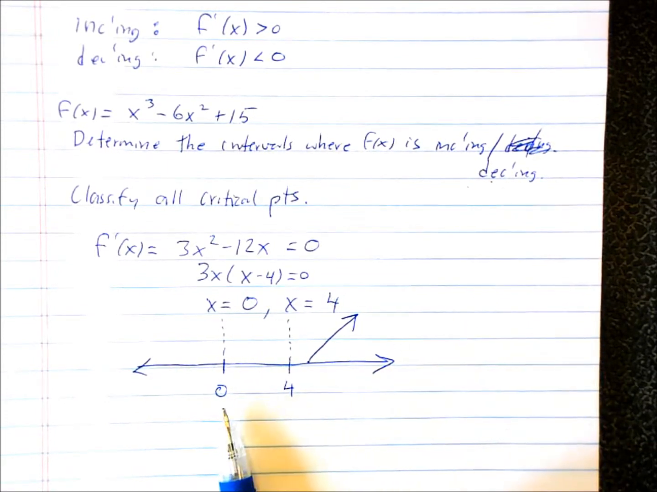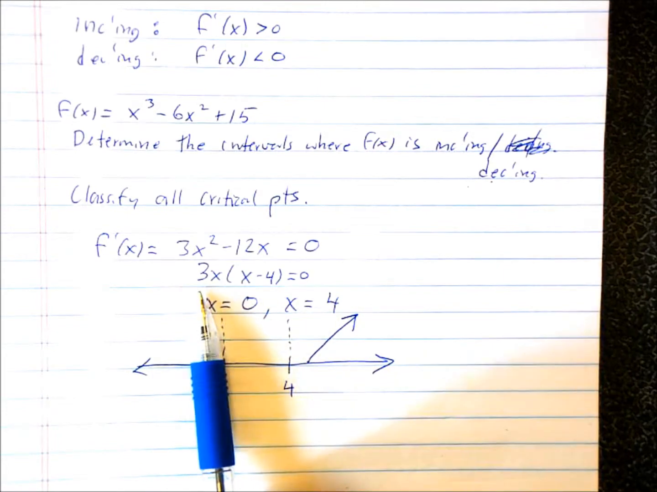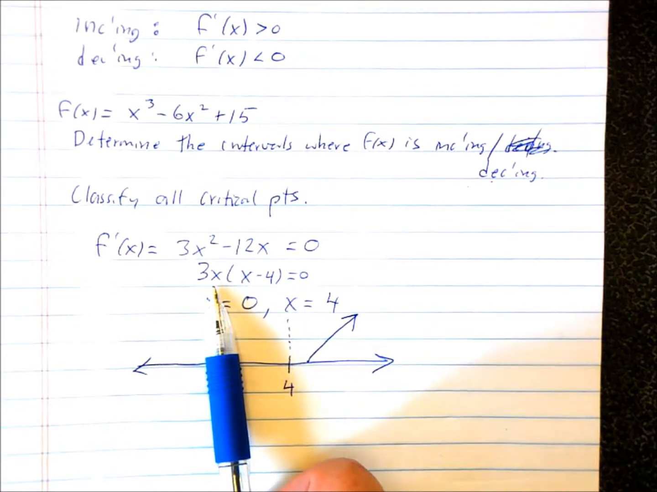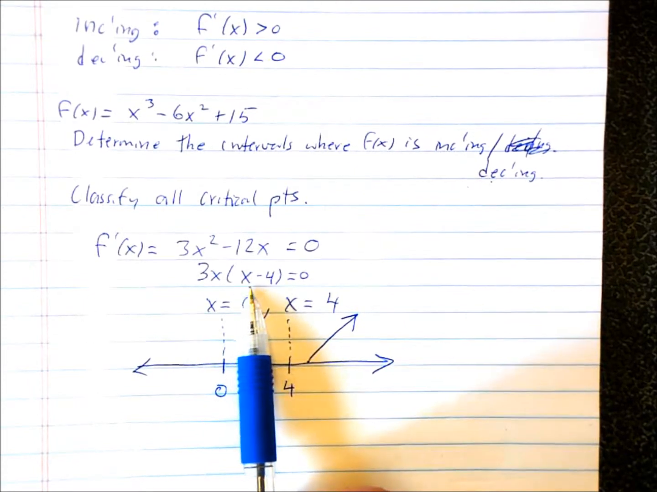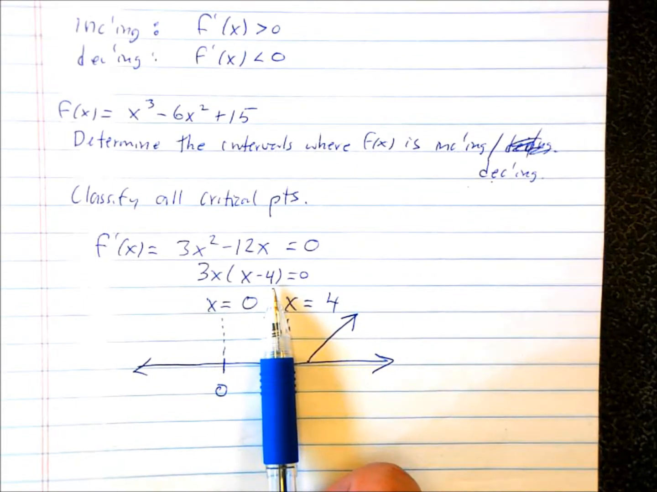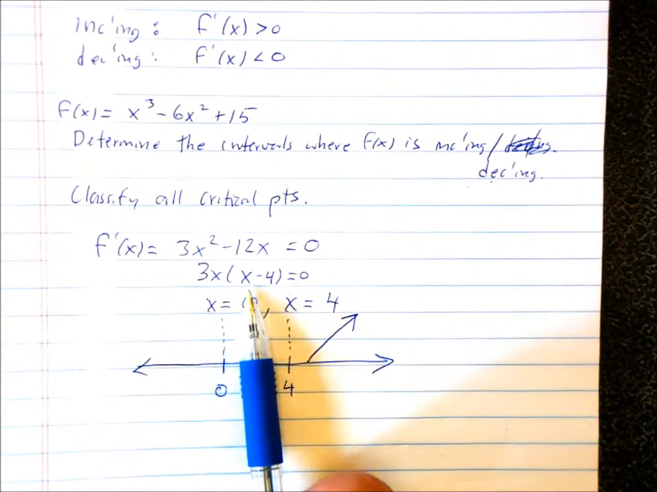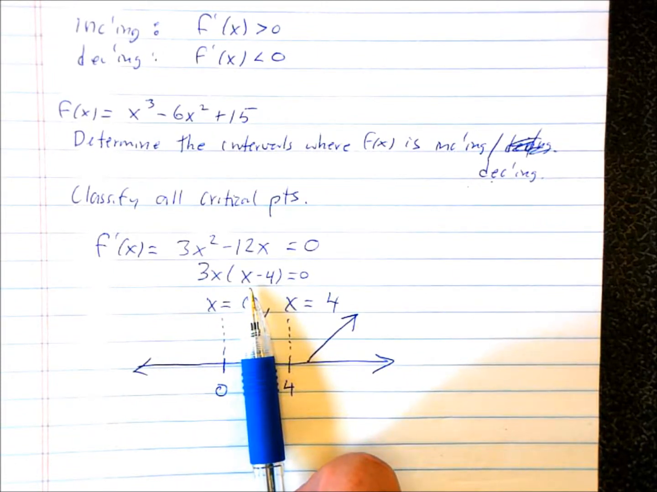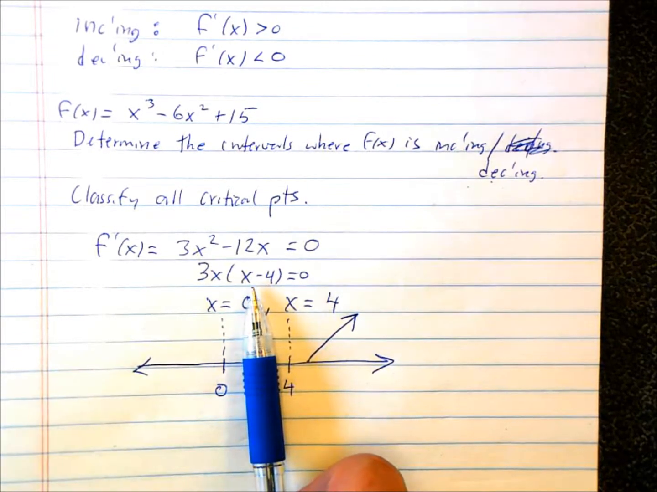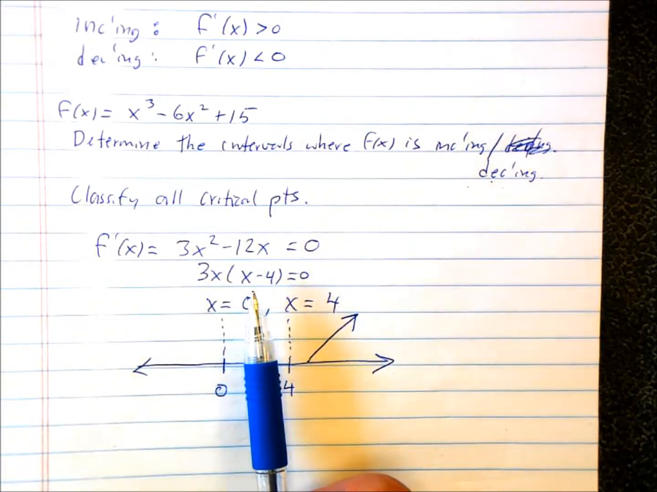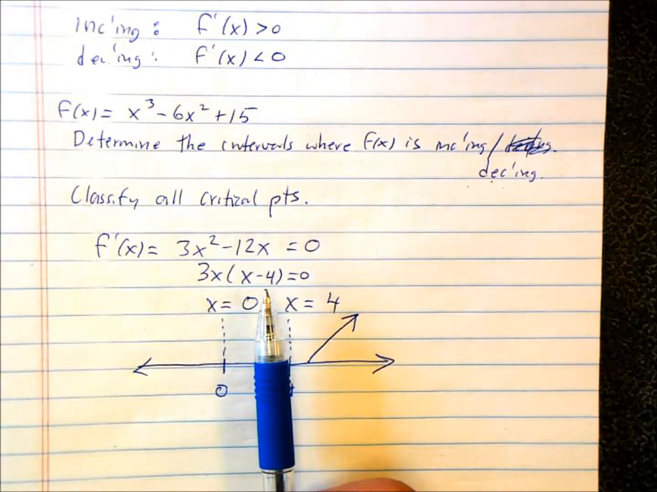I picked my favorite number between 0 and 4. 2.5. No, that's not my favorite number. My favorite number is pi. So we'll use pi. What's 3 times pi? 3 pi, which is positive. What's pi minus 4? I don't know what it is, but it's a negative number, isn't it? Because pi is 3.14 something. So positive times negative is going to be negative. You don't really need to know the exact values, and that's something that bothers people. They always want to know the exact value. You don't need it here.